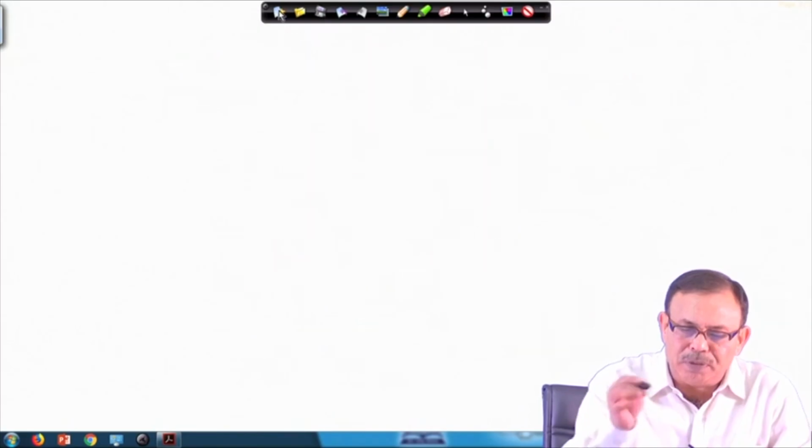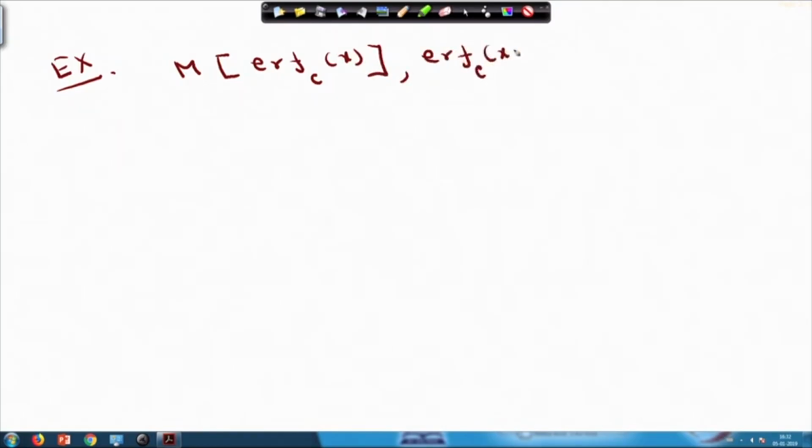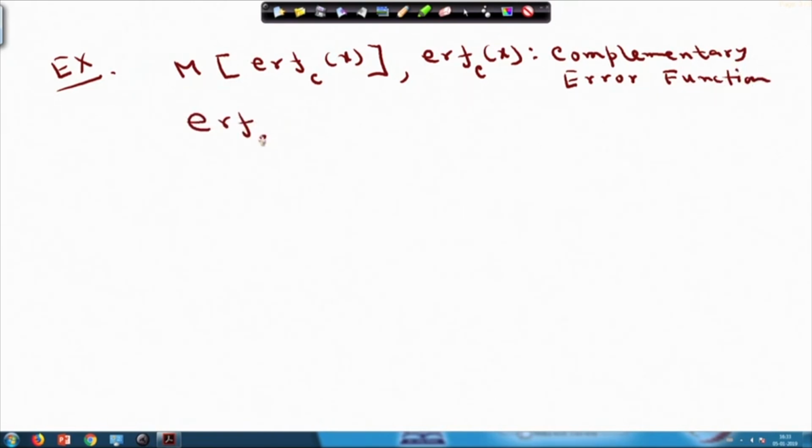Now, let us see the complementary error function, Mellin transform of complementary error function, that is Mellin transform of ERFC of x, which we write as again complementary error function. Also we have done it earlier when we were studying the Laplace transform. So, this complementary error function is given by ERFC of x.